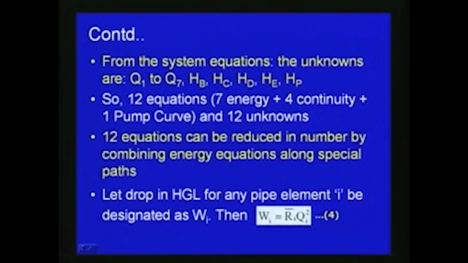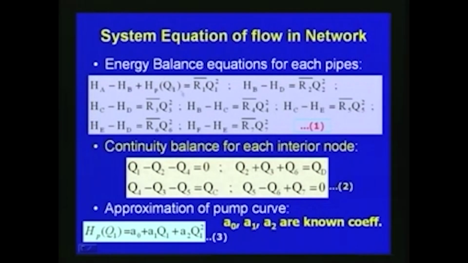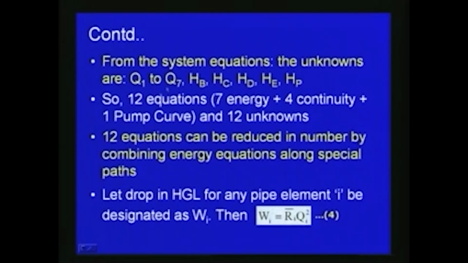So, HB, HC, HD and HE, and then corresponding to the pump, since the discharge is not known, HP will be another unknown. So, we have the same 12 equations. Here we have 7 equations, here also we have 4 equations, and then we have 1 equation corresponding to the pump curve. So, we have 12 equations, 7 energy equations, 4 continuity equations and 1 pump equation, and we have 12 unknowns. So, the solution is okay, since we can easily get a solution with 12 equations and 12 unknowns.